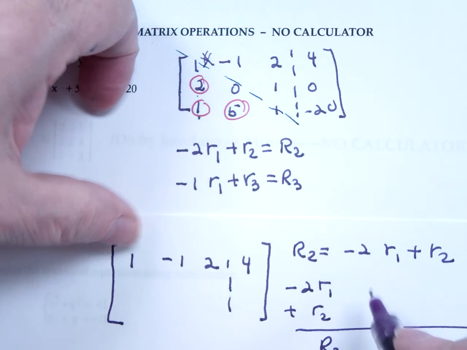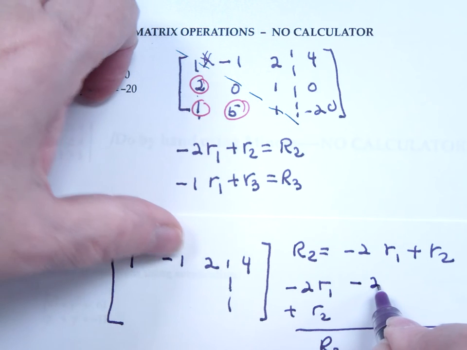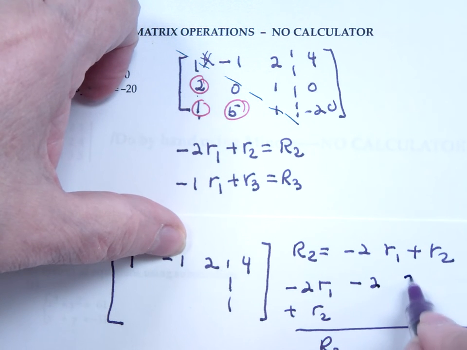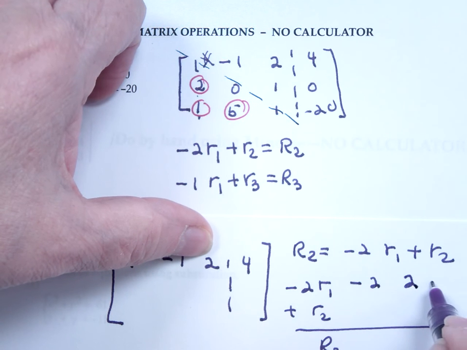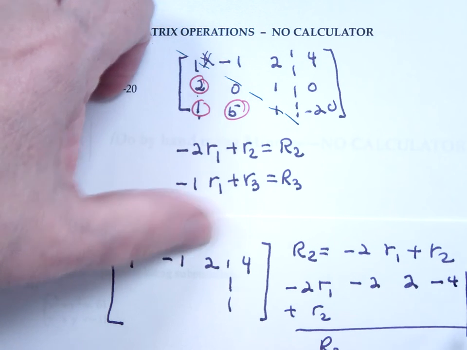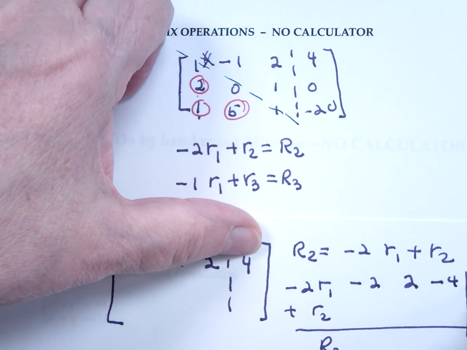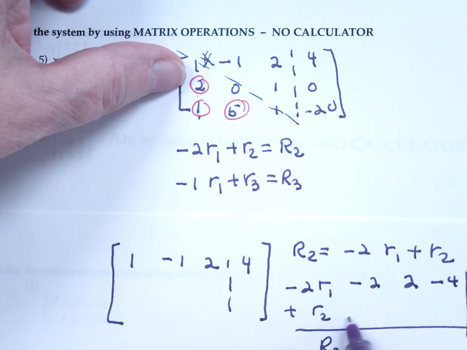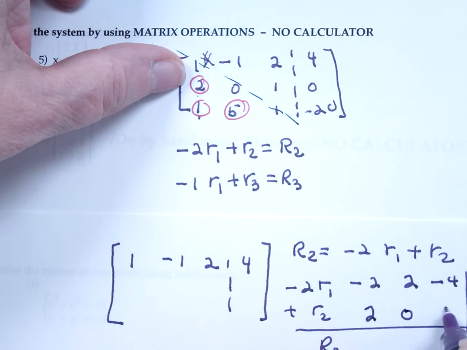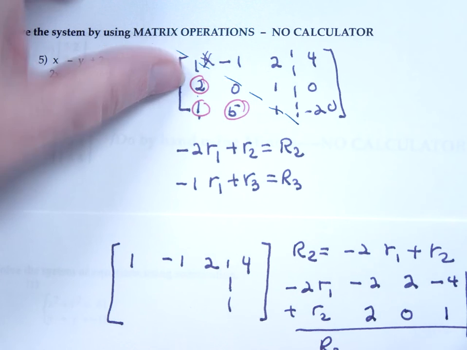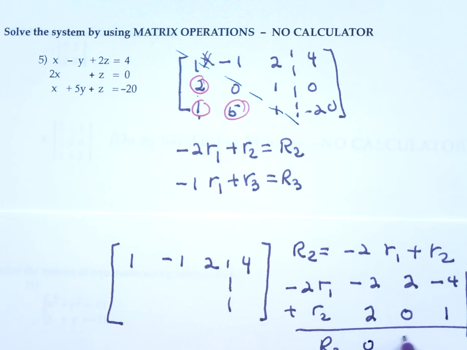So negative 2 is going to give me a negative 2. Negative 2 gives me a positive 2. Negative 2 gives me a negative 4. Negative 2 gives me a negative 8. And added to row 2, which is 2, 0, 1, 0. That gives me a 0, 2, negative 4, negative 8.